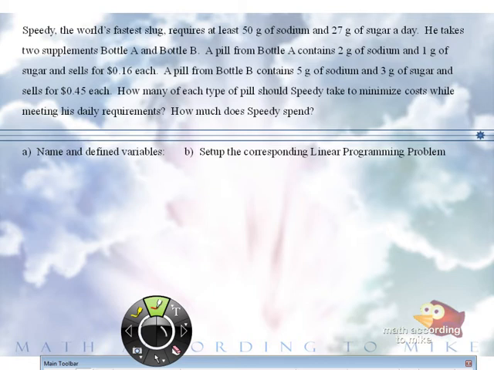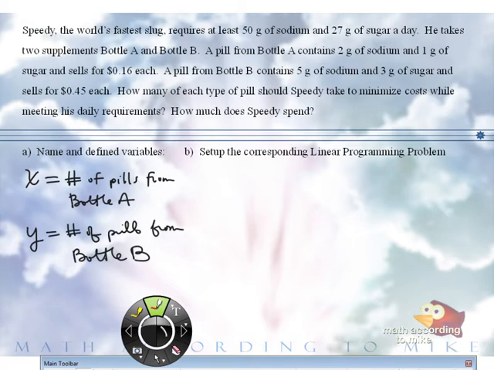Sure. So X will be the number of pills from bottle A. Now, did anyone's arm fall off by writing number of pills? Hopefully not. Because it doesn't take that long to write number of. So don't say X is bottle A, that makes no sense. And what do you want to call the number of pills from bottle B? Y it is.